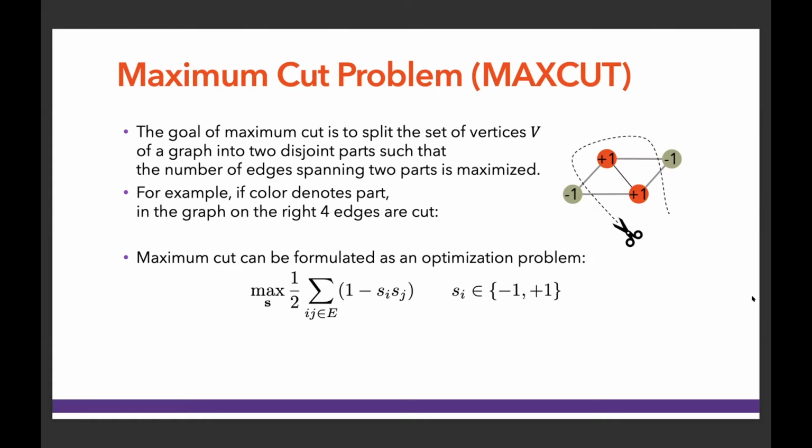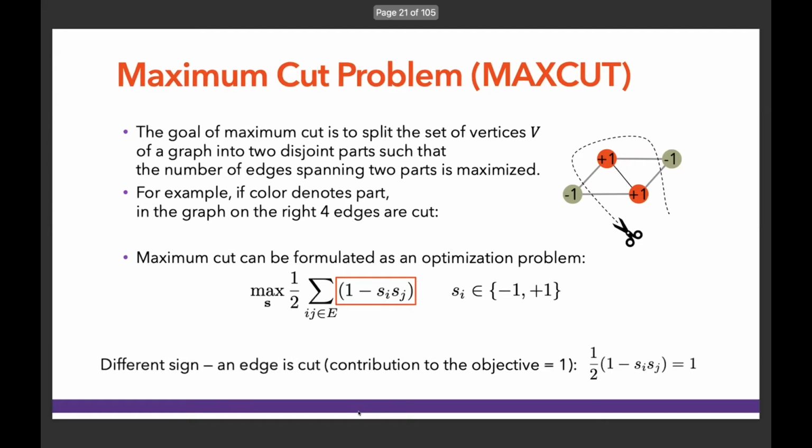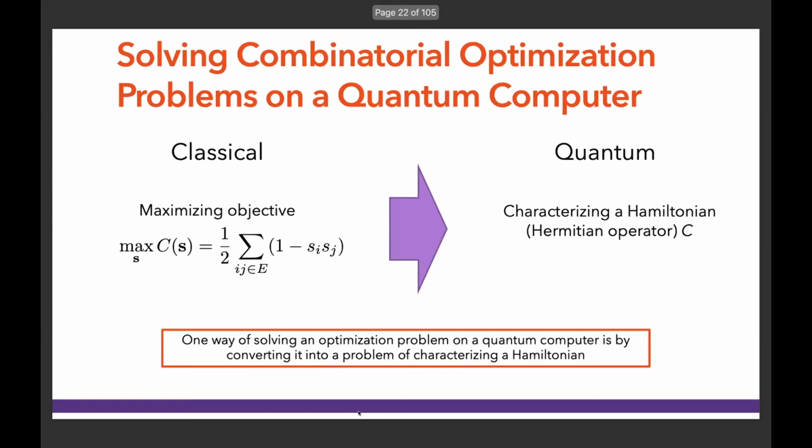And we can formulate this as an optimization problem by assigning to each node a variable that's simply plus or minus 1, so spin up or spin down, with this objective function. And it's easy to see that this is the correct objective function by just observing that if the edge has variables of the same sign on its ends, then the contribution to the cut is 0. And if the sign is different, then the contribution to the objective is 1. Okay.